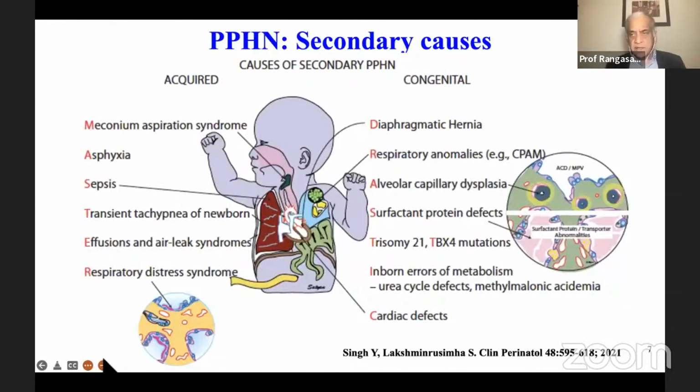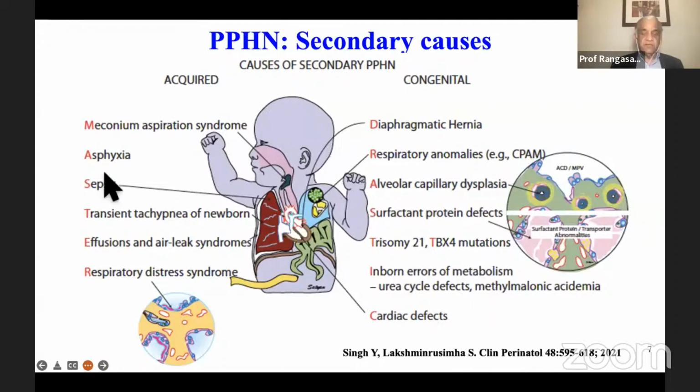So again, this is Dr. Satyan's cartoon. I use a lot of his infographics. So we look at congenital causes: diaphragmatic hernia, CPAM, cystic pulmonary airway malformation, alveolar capillary dysplasia, surfactant protein defects, trisomy 21, thromboxane 4 mutations, inborn errors of metabolism, or cardiac defects.